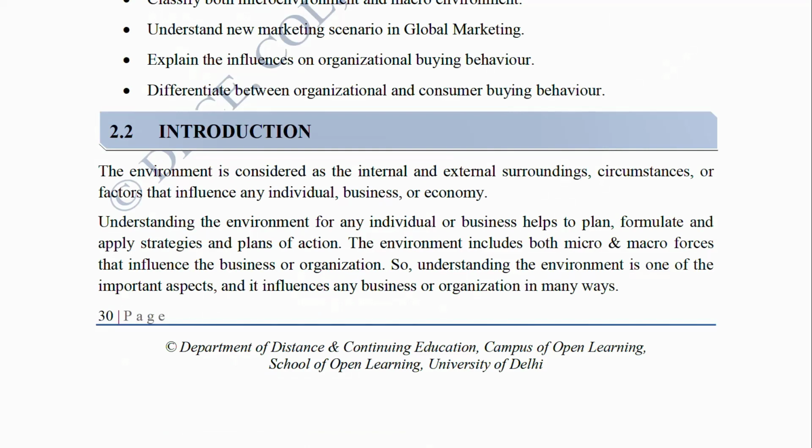2.2 Introduction. The environment is considered as the internal and external surroundings, circumstances, or factors that influence any individual, business, or economy. Understanding the environment for any individual or business helps to plan, formulate, and apply strategies and plans of action. The environment includes both micro and macro forces that influence the business or organization. So, understanding the environment is one of the important aspects, and it influences any business or organization in many ways.